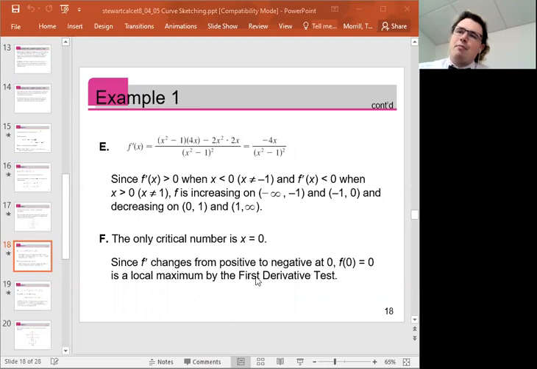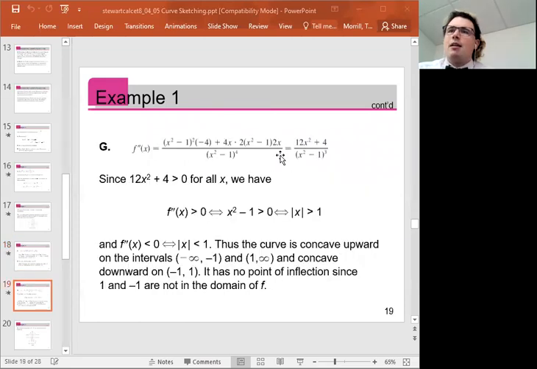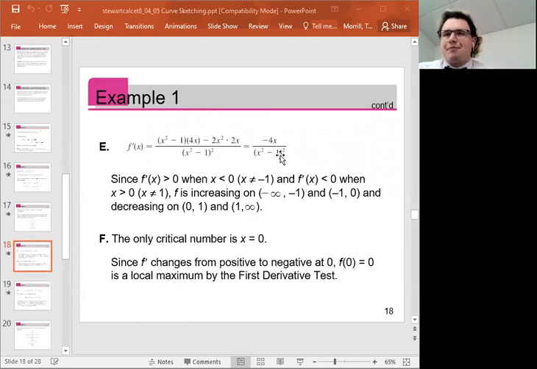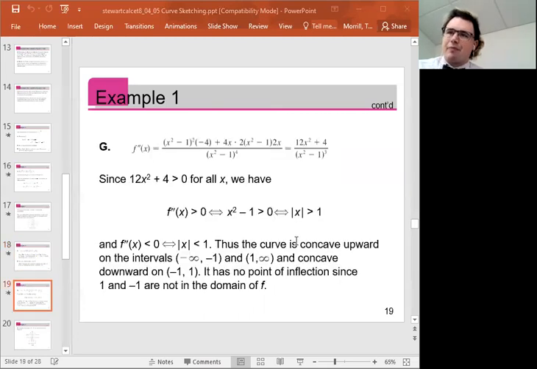What are my critical points? X has to be 0 to make that derivative equal to 0. And since the sign of the derivative changes at x equals 0, that gives me a local maximum. So I'm starting to get an idea of what this graph should look like. I can also talk about concavity, where I'll have to take the second derivative of the function. Here, my second derivative is this other rational function. So we get that through another application of the quotient rule.